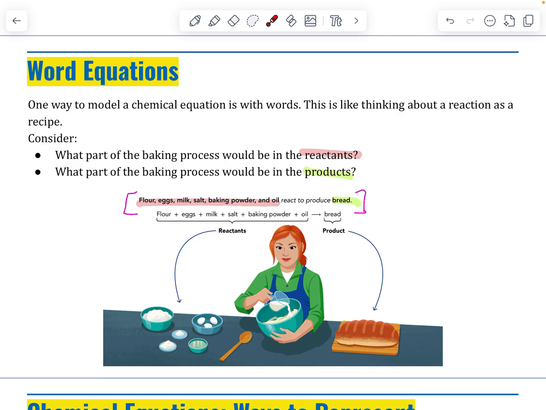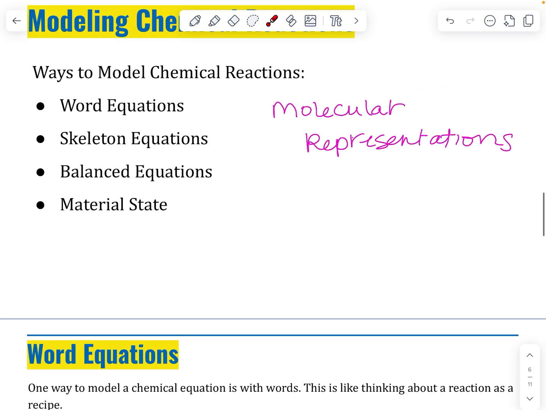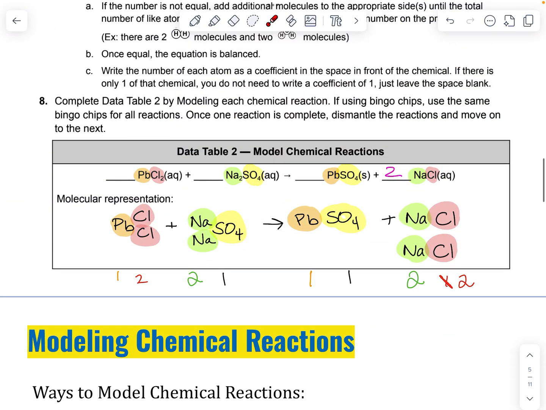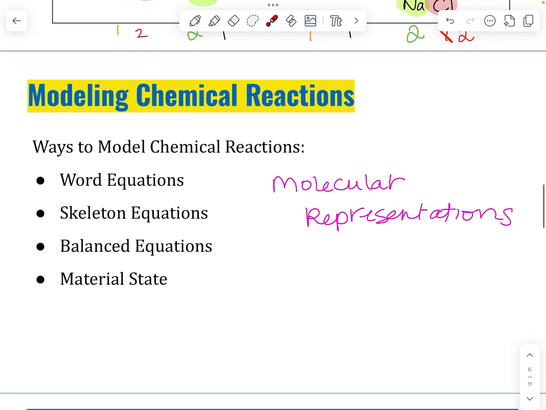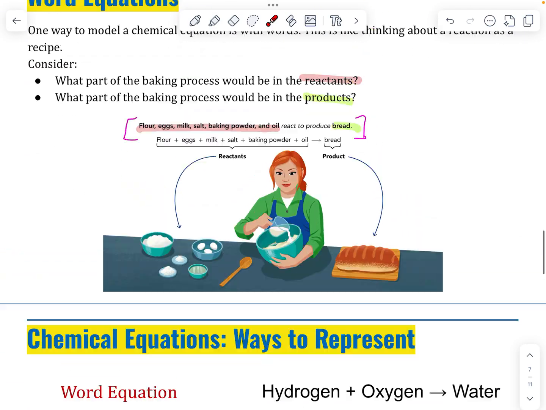In our chemistry setting, if we go back to this example from here, we have lead 2 chloride plus sodium sulfate produces lead 2 sulfate and sodium chloride. And so instead of writing out NaCl, I'm saying sodium chloride. That is a way to show a chemical reaction with words.